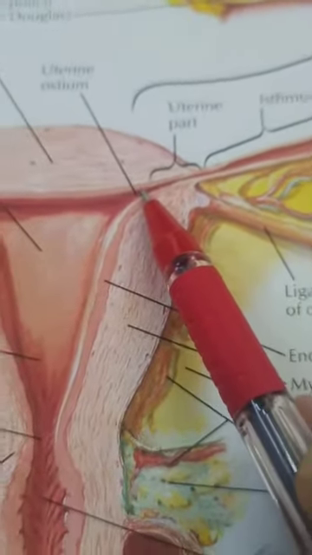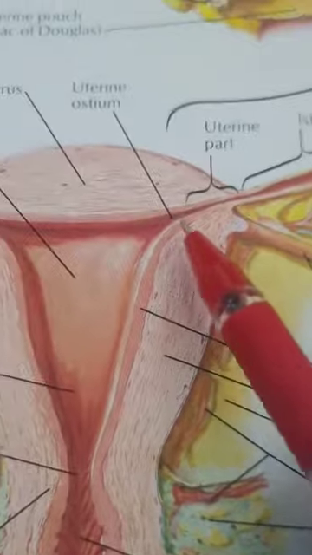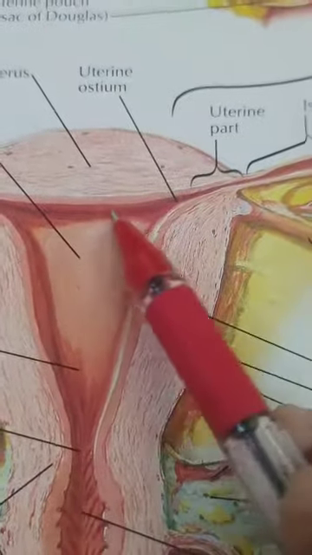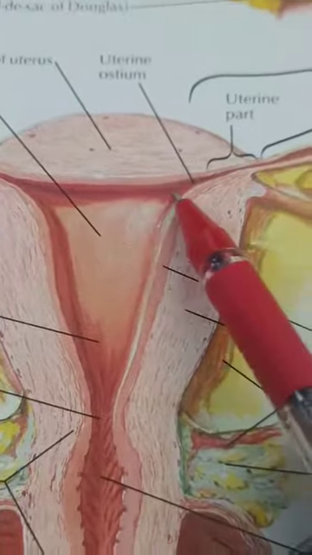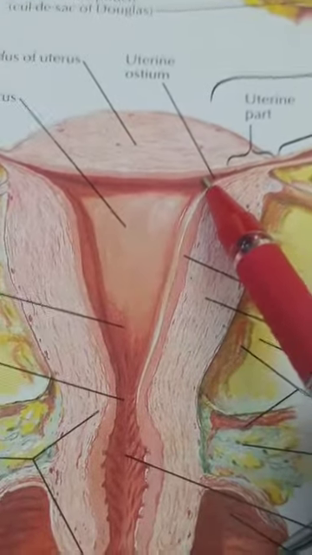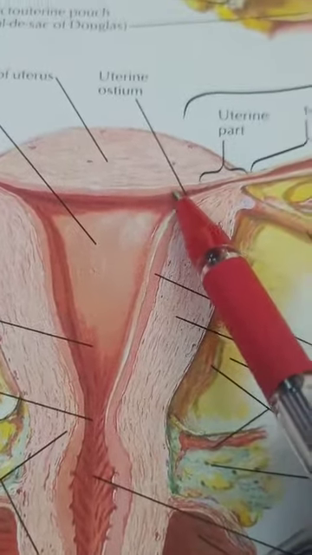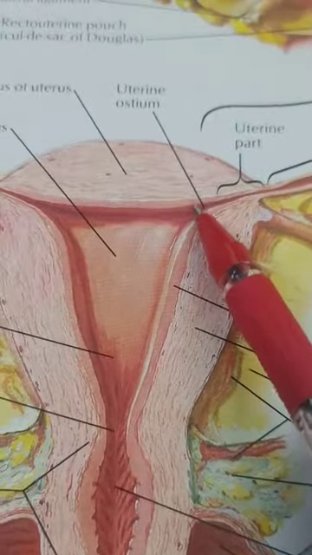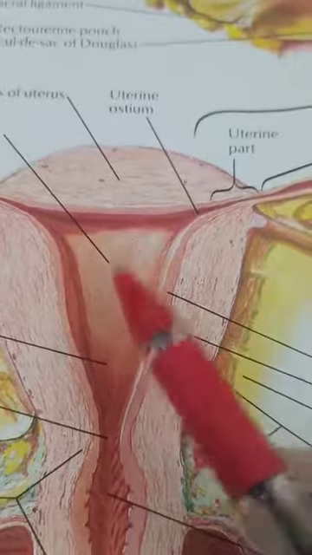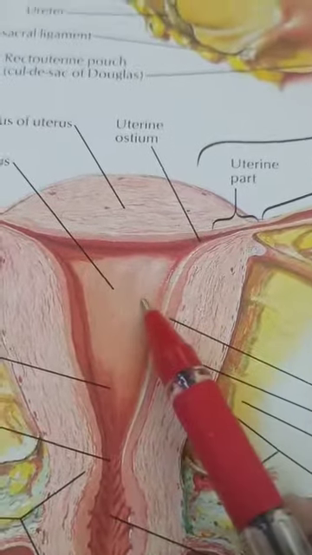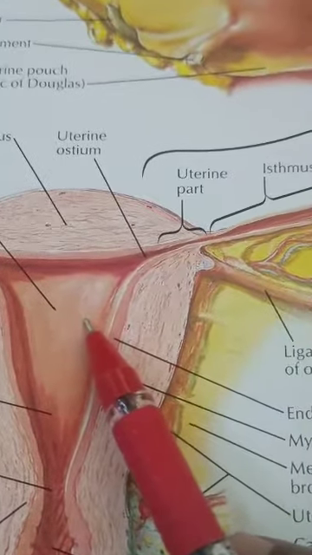uterine part. Okay. And it opens into the superior angle of the uterine cavity. This is the uterine cavity. So it opens into the uterine cavity through an opening that is known as the uterine ostium. This ostium is about 1 millimeter in diameter. It opens into the uterine cavity. This is the uterine cavity of the uterus.